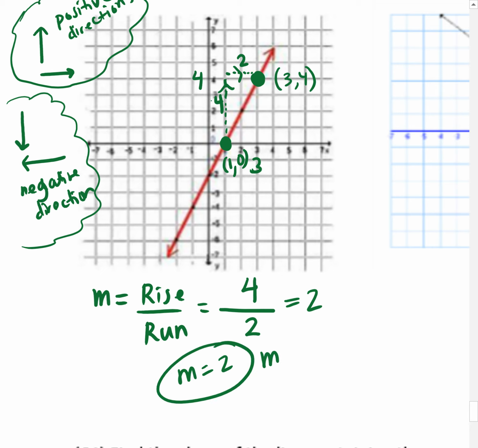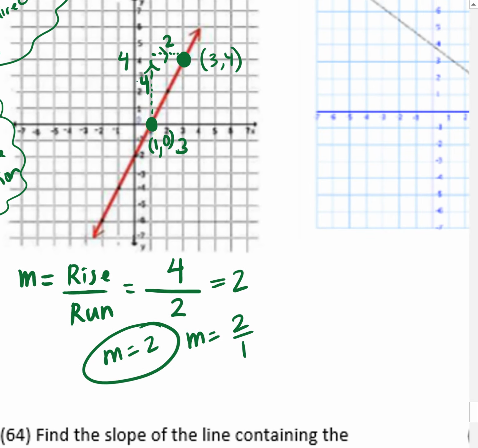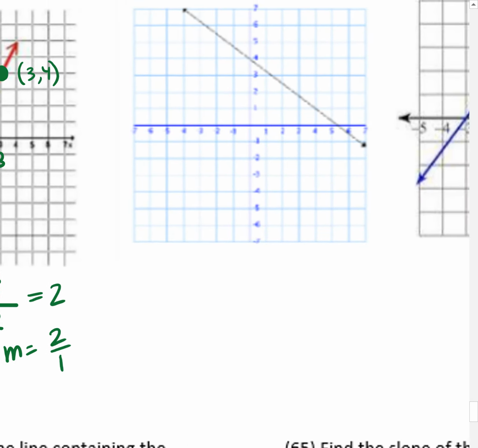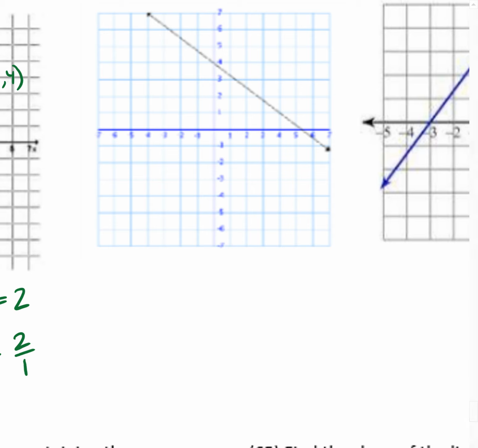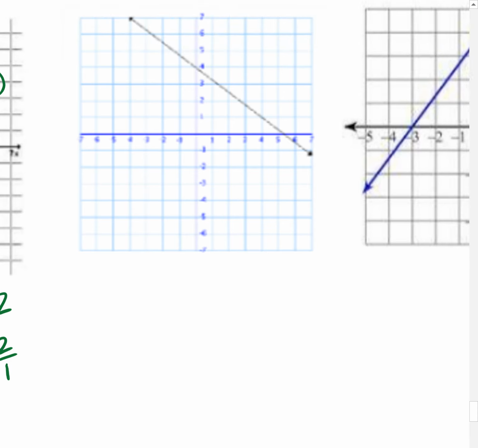Or you could write 2 over 1 if you wanted to. But I think if you just write 2, it's a lot simpler. So yeah, that's really it for these problems. Try to grab 2 points. Try to make it so that they land on the corners of the grid.